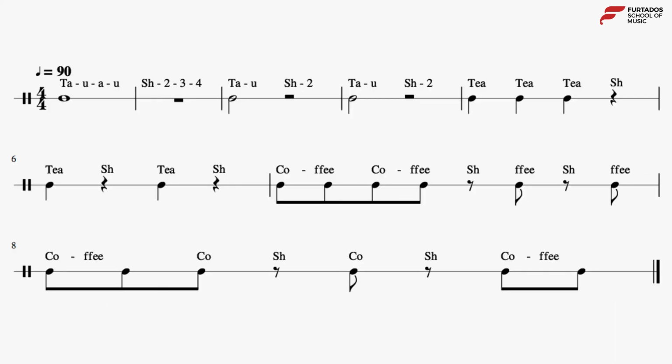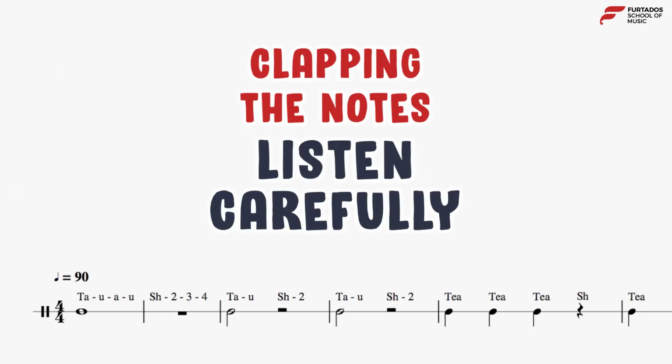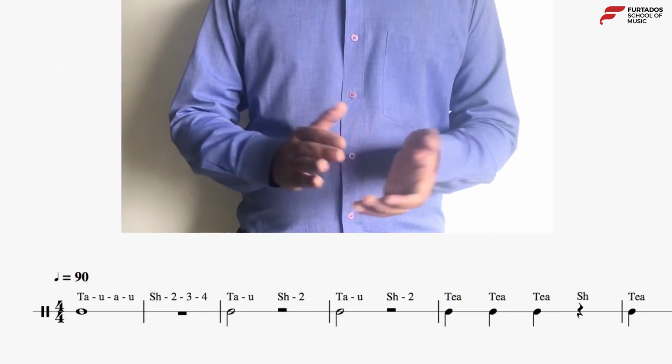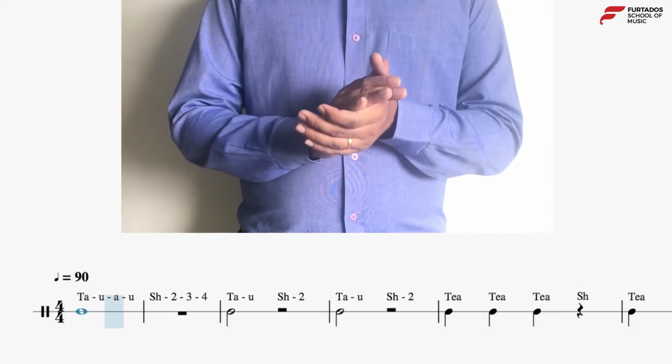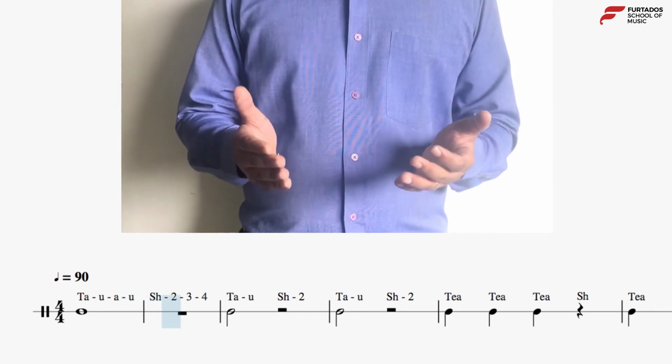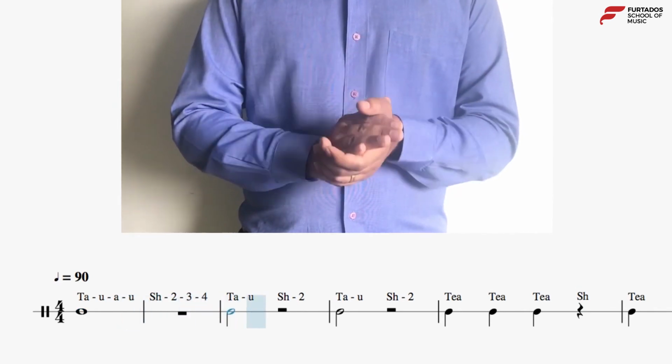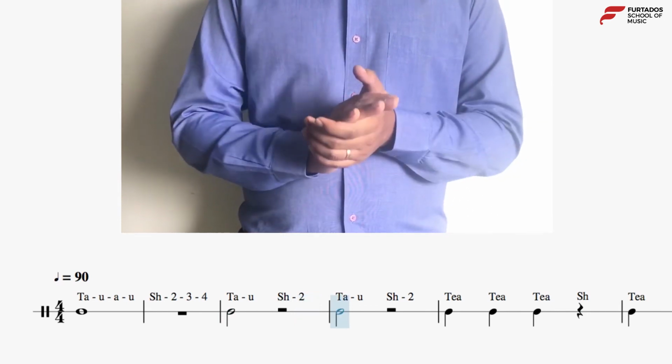Now that you know all the rests, let's mix them up and use them together. Listen carefully and then we'll clap it together. Alright then. Ready, steady, ready, listen. Ta, ooh, shh, two, three, four. Ta, ooh, shh, two.